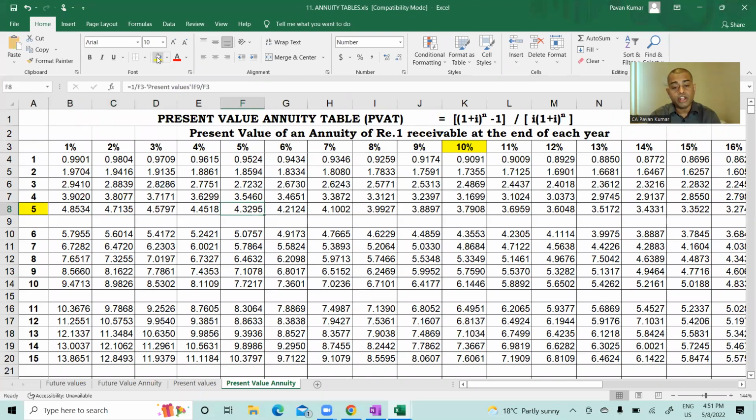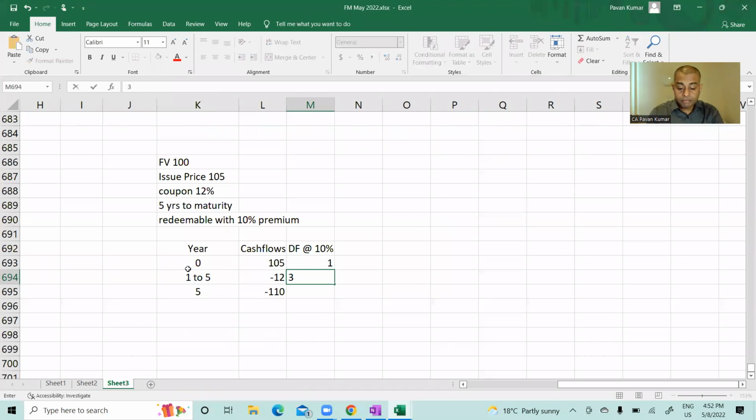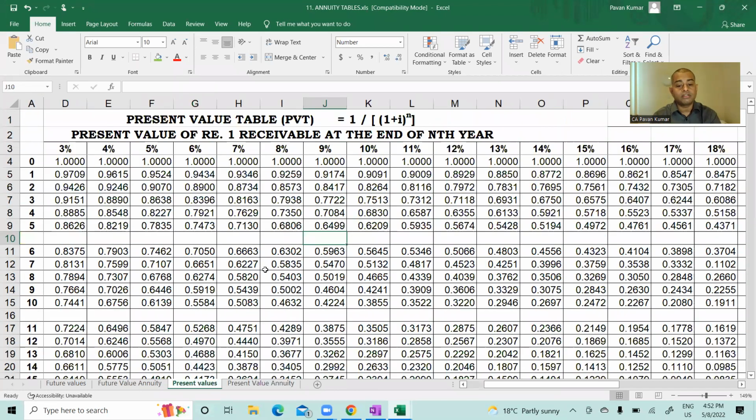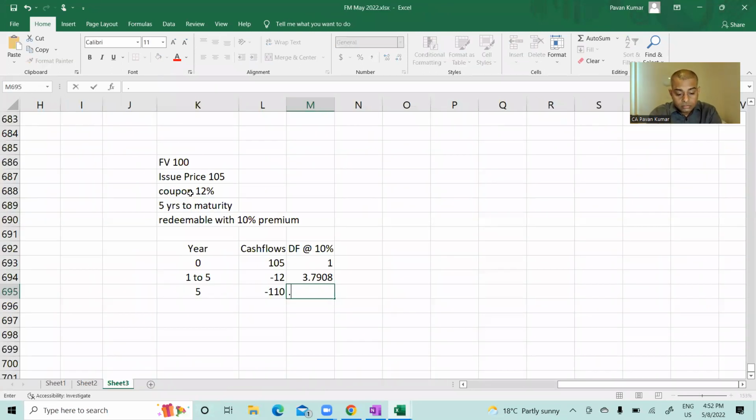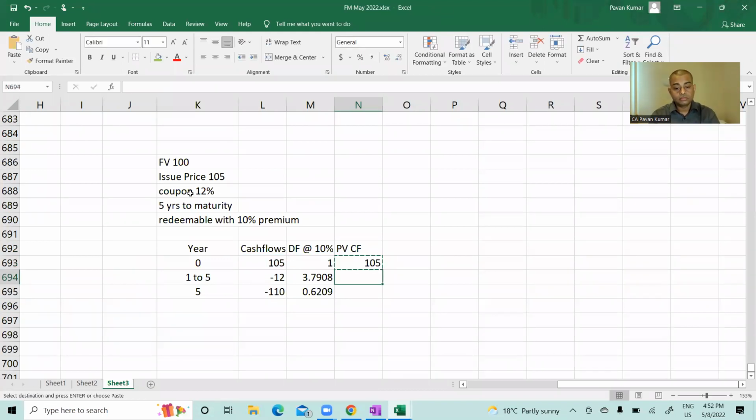Guys, can you tell me what is the relevant present value annuity factor? For 5 years at 10%, can I say 3.7908? Okay. For the fifth year, the normal present value factor at 10%, can I say 0.6209? Now calculate the present value of cash flow, which is cash flow into discount factor. Now add all these numbers.